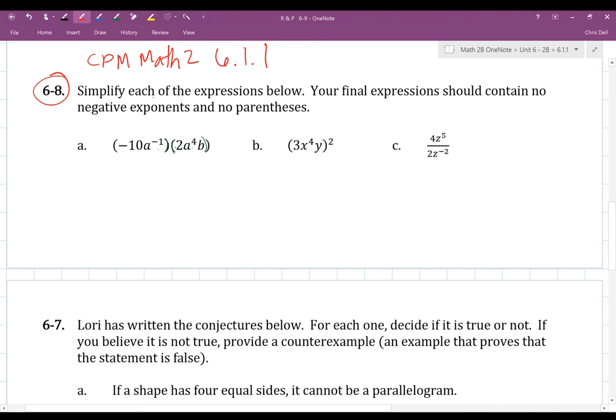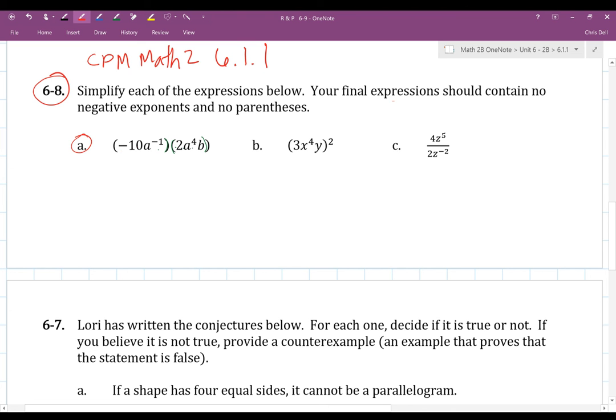It says simplify each of the expressions below. Your final expression should contain no negative exponents and no parentheses. So we'll talk through that. Let's start with the first one, A.